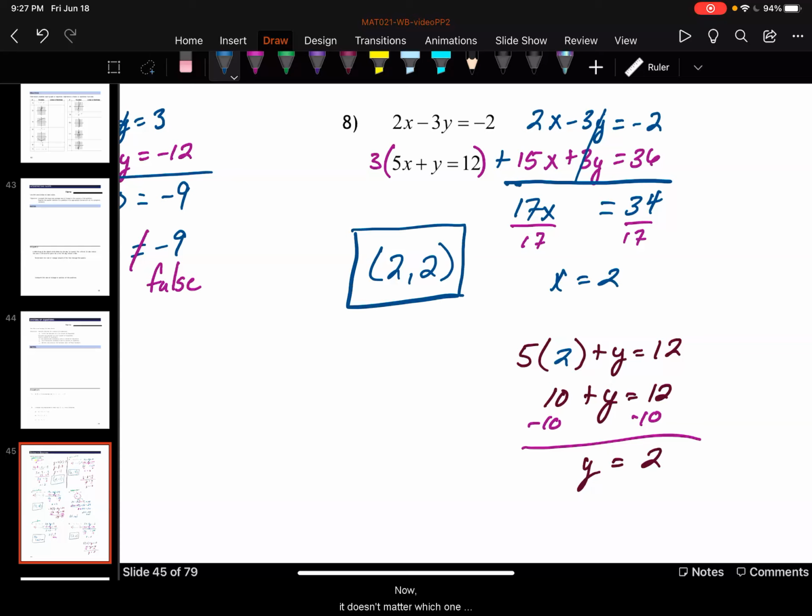Now it doesn't matter which one you plug back into. If you plug back into the first equation, you get the same answer. If you used substitution instead of elimination, if you did it correctly, you would get the same answer. So there are multiple ways you can solve these. I'm just showing you the easiest for me and hopefully the easiest for you.